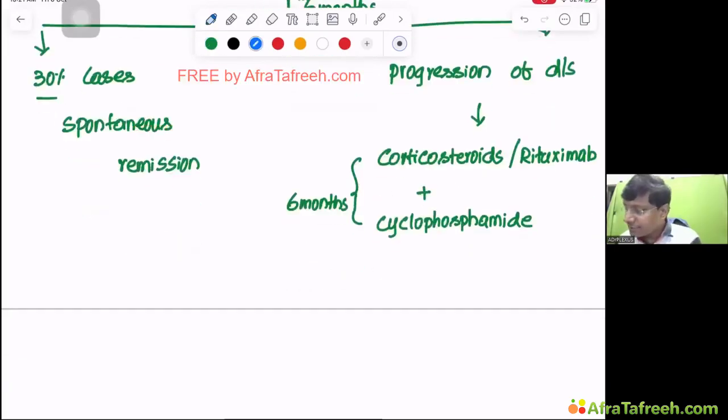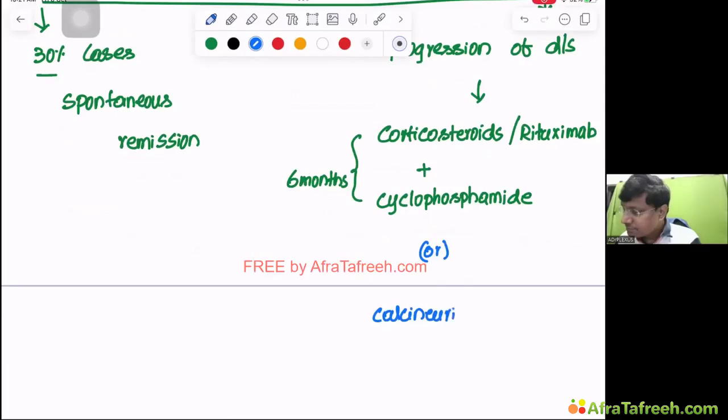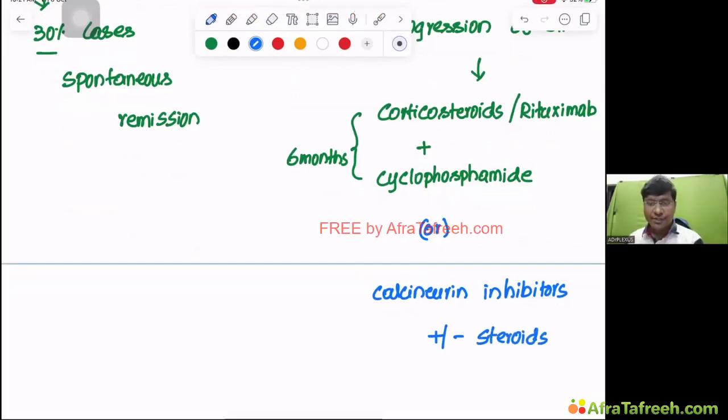What are the other alternative drugs? The other alternative drugs are calcineurin inhibitors. These calcineurin inhibitors should be given with or without steroids. And what will be an example of the calcineurin inhibitor? That is cyclosporin.